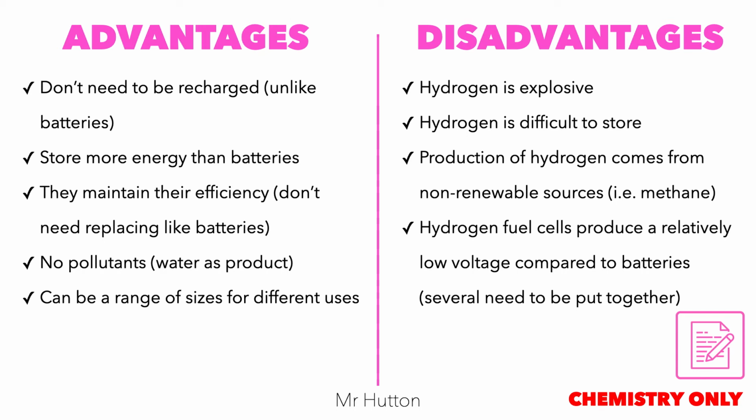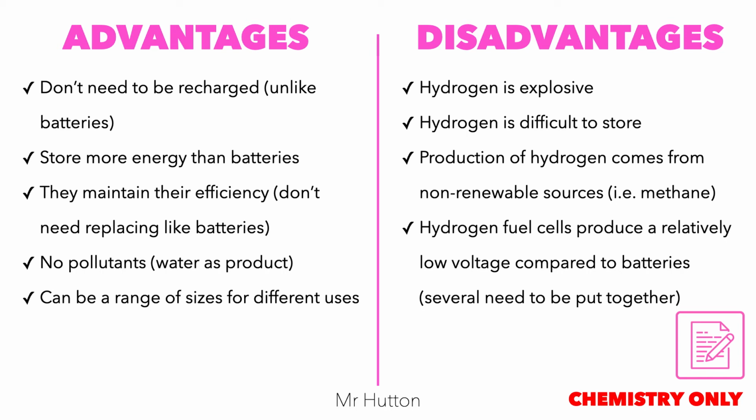And another major plus that we mentioned just before this slide: there are no pollutants. Water is the product at the end of all of this, which is non-polluting, unlike other fuels, fossil fuels that we might use, where we get greenhouse gases. However, we'll look at some of that in the disadvantages too. There can be a range of sizes, so depending on what we need our fuel cell for, we can create different sizes of fuel cells to use.